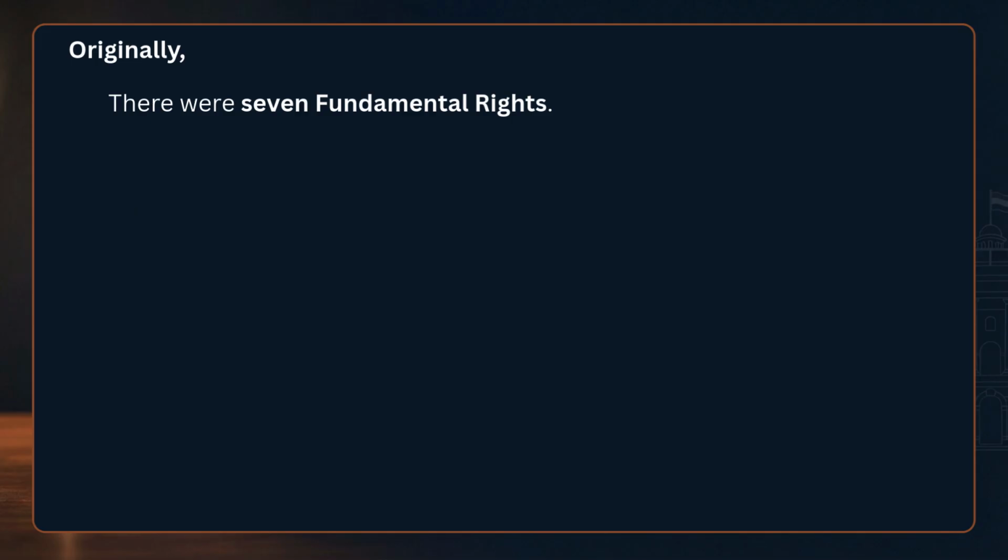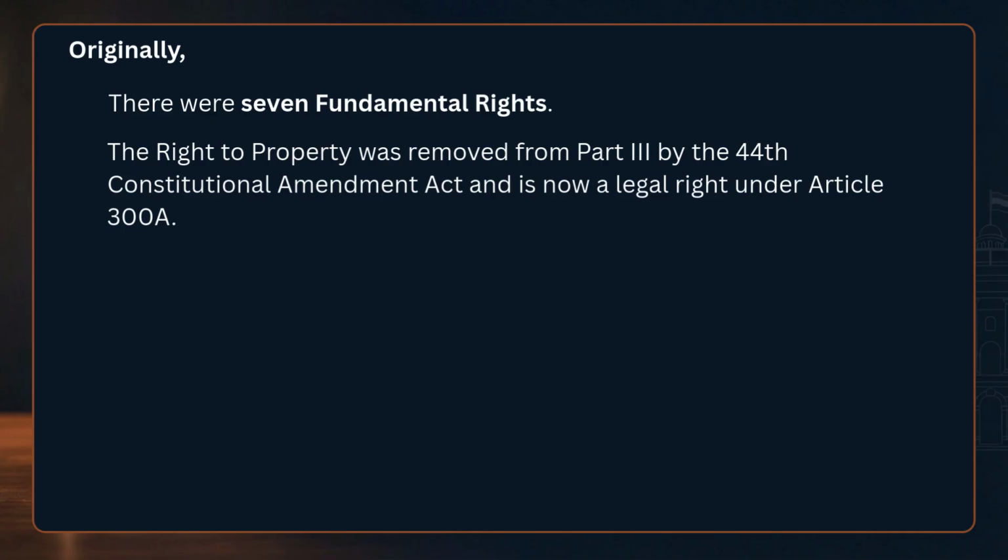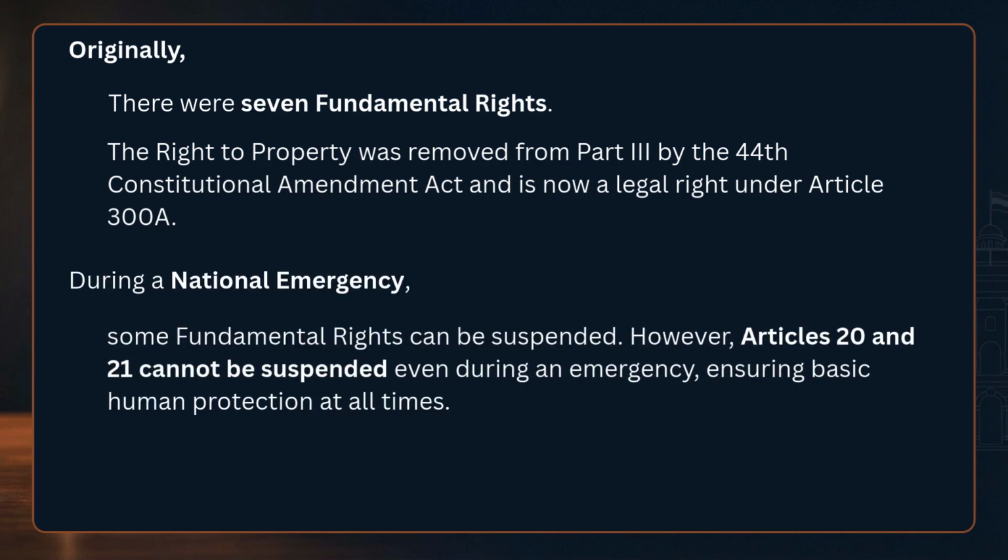Originally, there were 7 fundamental rights. The right to property was removed from Part 3 by the 44th Constitutional Amendment Act and is now a legal right under Article 300A. During a national emergency, some fundamental rights can be suspended. However, Articles 20 and 21 cannot be suspended even during an emergency, ensuring basic human protection at all times.